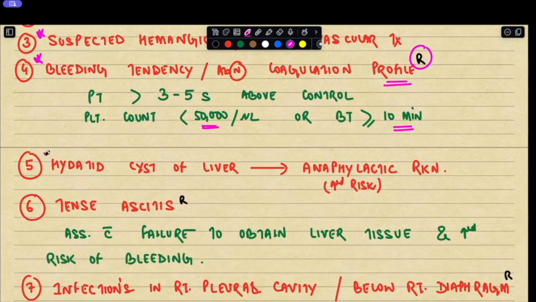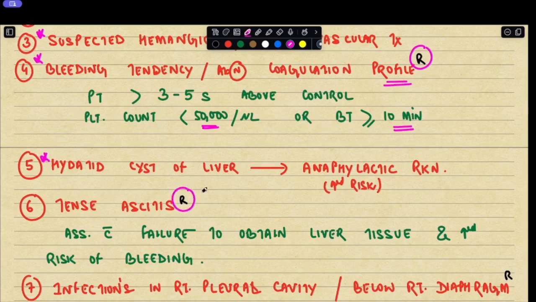Then another absolute contraindication is hydatid cyst of the liver. Why? Because once you puncture a hydatid cyst, the cyst content might leak out into the peritoneum, inciting an anaphylactic reaction. So there is an increased risk of anaphylactic reaction. Again, this is an absolute contraindication.